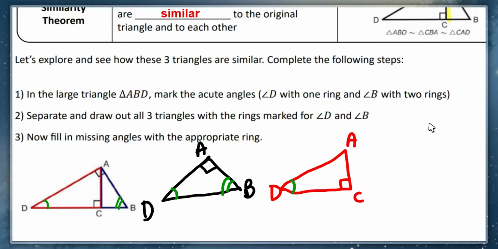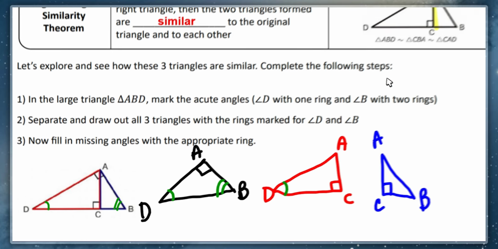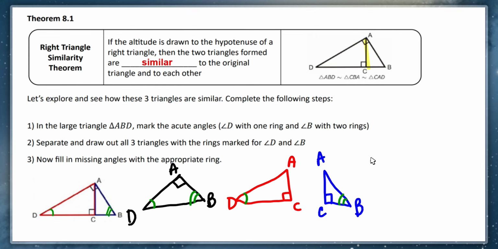And then lastly, we have the blue triangle, which is going to look like this, with our right angle located here, and this is triangle ACB. And earlier we marked angle B with 2 rings, so we'll go ahead and do the same here. Now, we're going to look at these 3 triangles and determine why these triangles are similar. What makes the black triangle similar to the red triangle? Well, if you look here, they both have the 90-degree angle that is congruent, and then they also have the single ring that's congruent. So these 2 triangles are similar by angle-angle similarity.